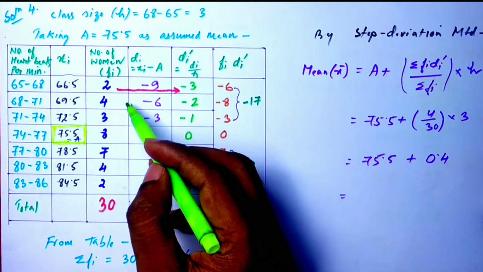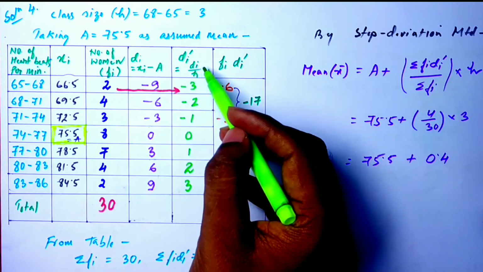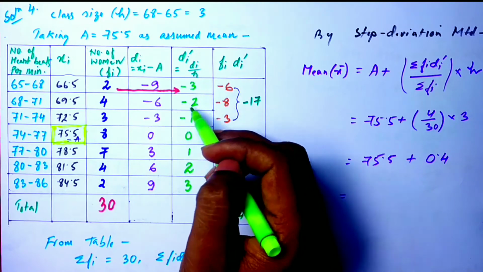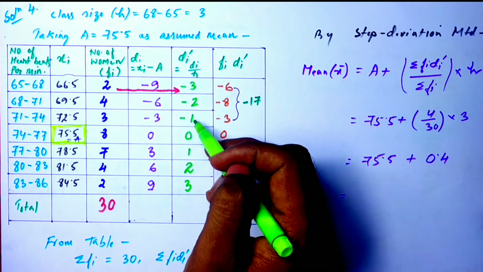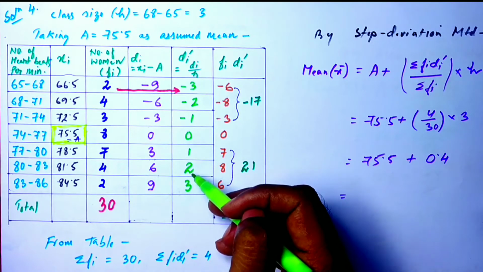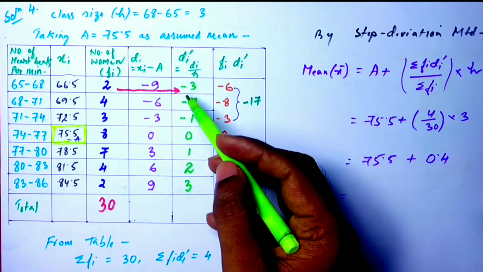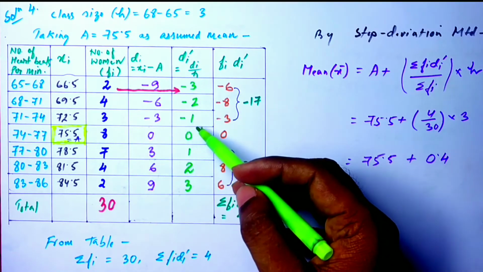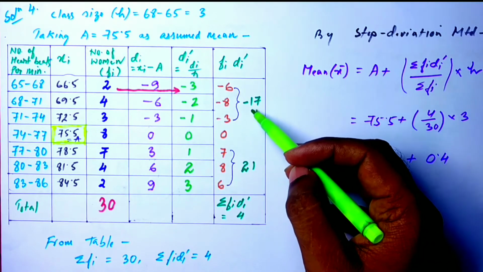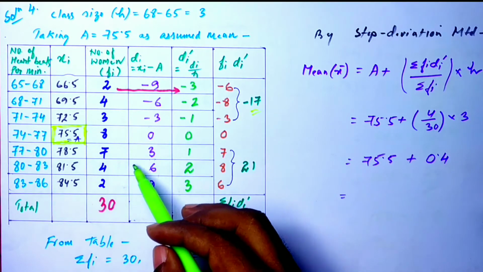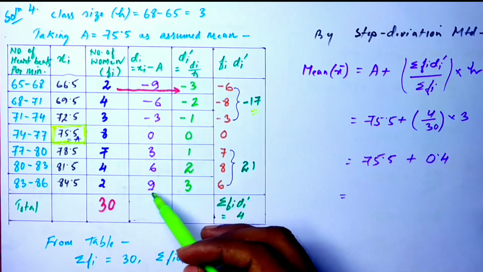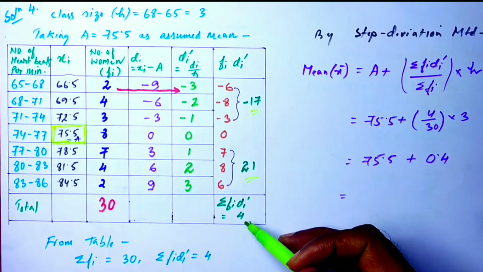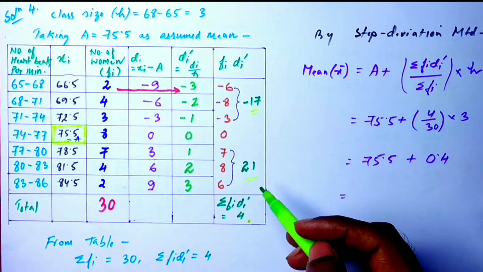And we have h value, and we divide this Di by h to get minus 3, minus 2, minus 1, 0, 1, 2, 3. And 2 into minus 3 is minus 6, 4 into minus 2 is minus 8, 3 into minus 1 is minus 3, total is minus 17 here. And 7 into 1 is 7, 4 into 2 is 8, 2 into 3 is 6, the total is 21 here. The total of these two is 4, which is summation FiDi dash.